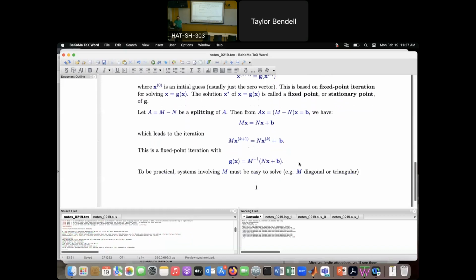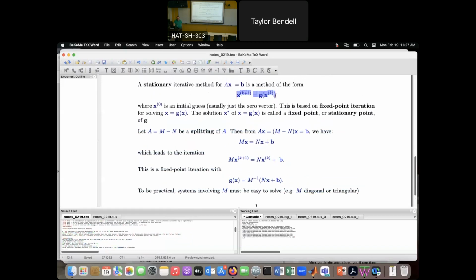Okay, so this is the general idea, a framework for stationary iterative methods. Our algorithm just keeps successively substituting into g, where our function g has this form. What remains is how we actually choose M and N so that this actually works. Any questions so far about just the general setup for an iterative method? Okay.